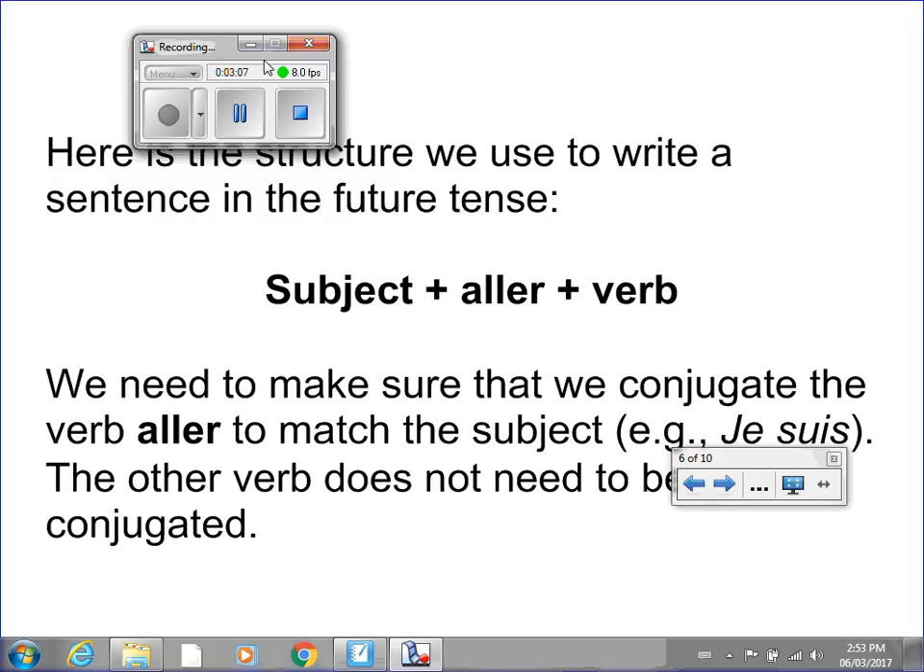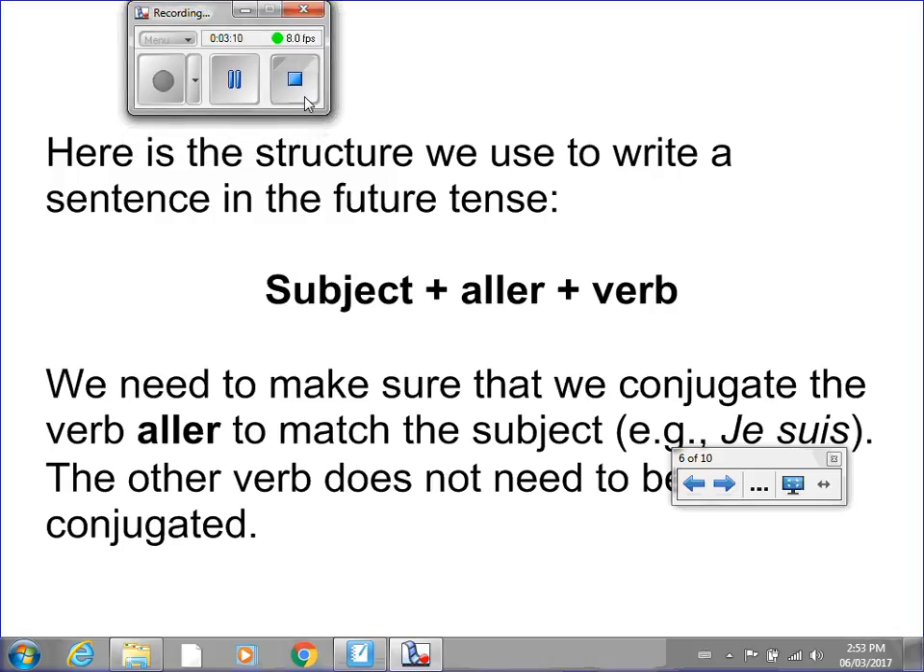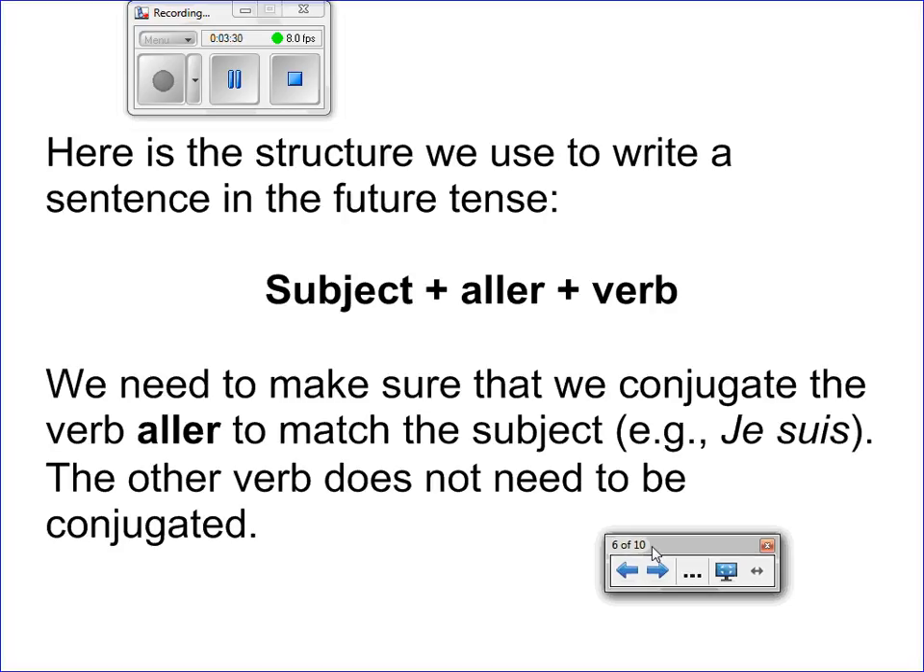Here is the structure we use to write a sentence in the future tense. First, we write the subject, such as je, tu, il, elle, and so on, plus the correct conjugation for the verb aller, plus the main verb. We need to make sure that we conjugate the verb aller to match the subject. For example, je suis. The other verb does not need to be conjugated.